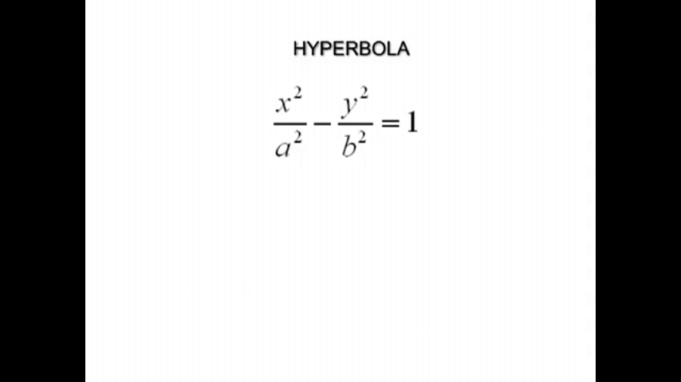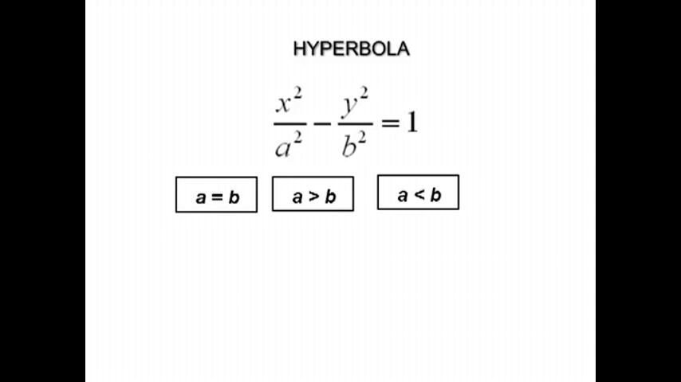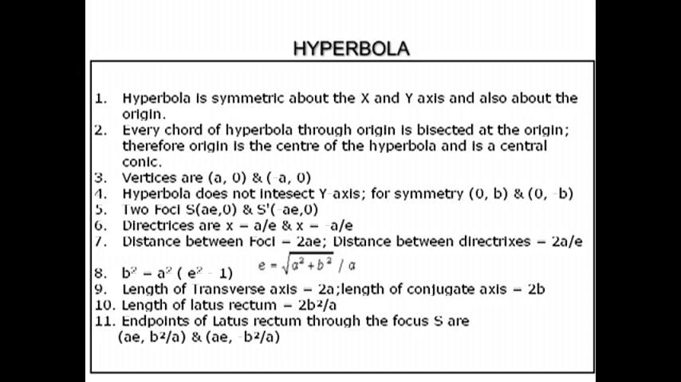First we discuss the hyperbola x square upon a square minus y square upon b square equal to 1. The following results are applicable in all the three cases, that is for a equal to b, a greater than b, and a less than b. This hyperbola is symmetric about both the axes and therefore it is symmetric about origin. Every chord of hyperbola through origin is bisected at origin and therefore origin is the center of the hyperbola, that is hyperbola is a central conic.